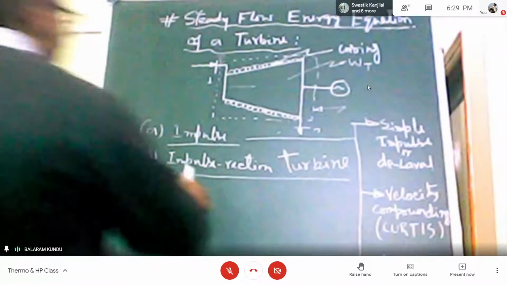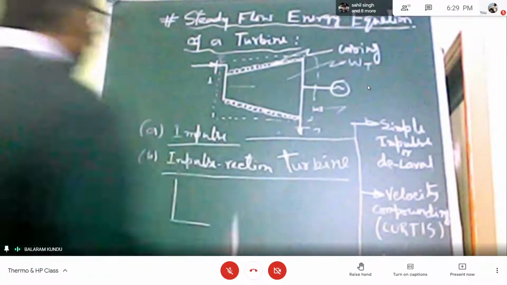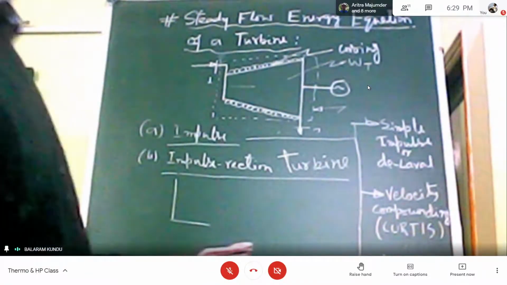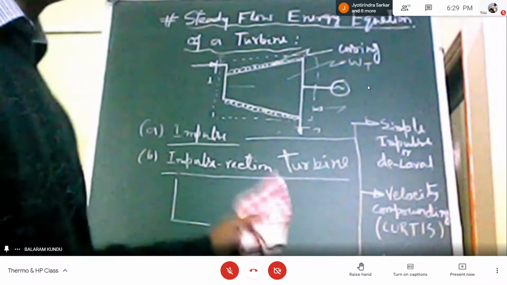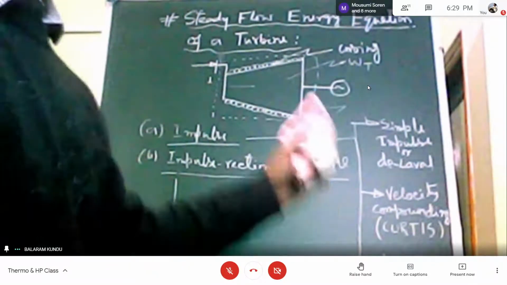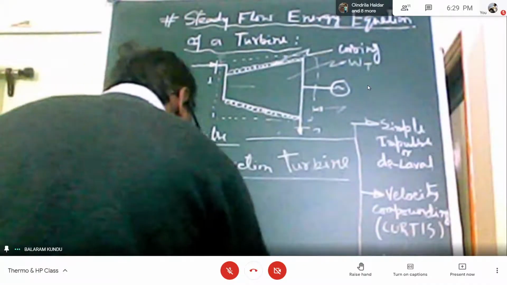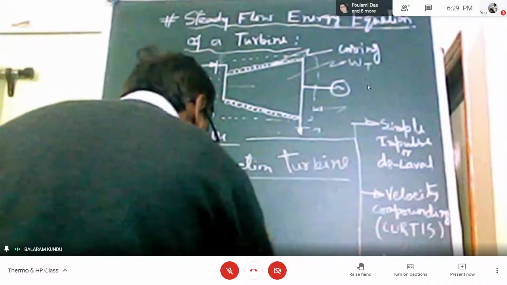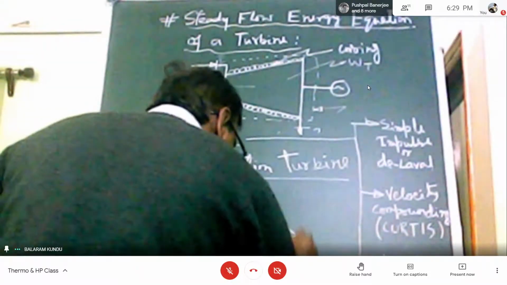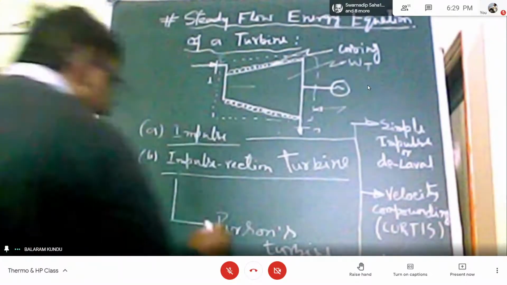And here is the impulse reaction turbine. It is a very popular turbine in industry. This type of turbine is used, the impulse reaction turbine, specifically the Parsons turbine. So the Parsons turbine has been used in industry. You can write here Parsons turbine, or sometimes it is called 50% reaction turbine.